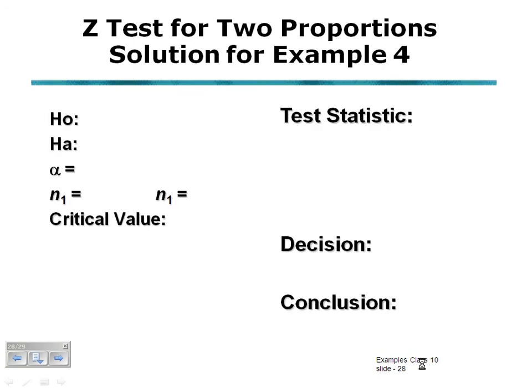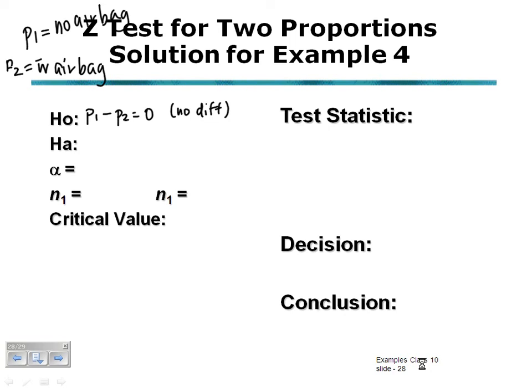Now into our template for the hypothesis test. Remember here, P1 is the proportion with no airbag. This is the population proportion with no airbag, and P2 is the population proportion with airbag. So our null hypothesis will be there is no difference, so P1 minus P2 equals 0. And the alternate hypothesis, where we are looking for an improvement with airbags, is P1 minus P2 is bigger than 0. So this is a one-sided test. P1 minus P2 is bigger than 0 means that the proportion with airbags is greater than the proportion without airbags.